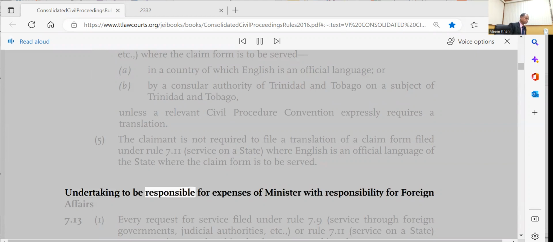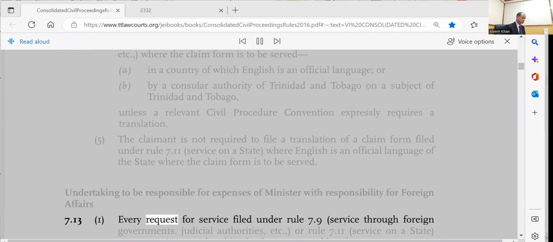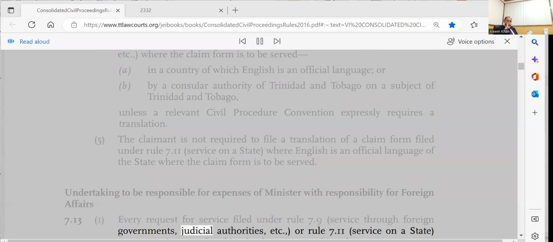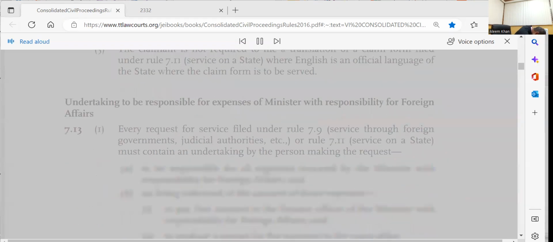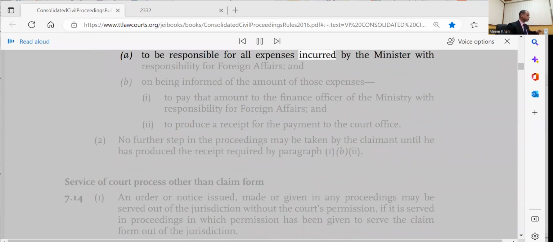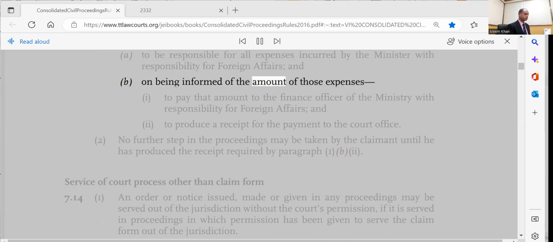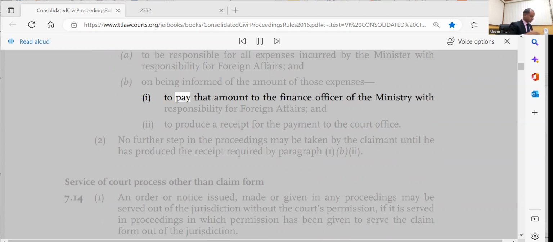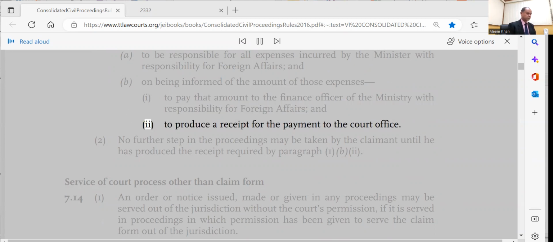Undertaking to be responsible for expenses of minister with responsibility for foreign affairs. 7.13.1. Every request for service filed under Rule 7.9, service through foreign governments, judicial authorities, etc., or Rule 7.11, service on a state, must contain an undertaking by the person making the request, a. to be responsible for all expenses incurred by the minister with responsibility for foreign affairs, and b. on being informed of the amount of those expenses, to pay that amount to the finance officer of the ministry with responsibility for foreign affairs, and c. to produce a receipt for the payment to the court office.